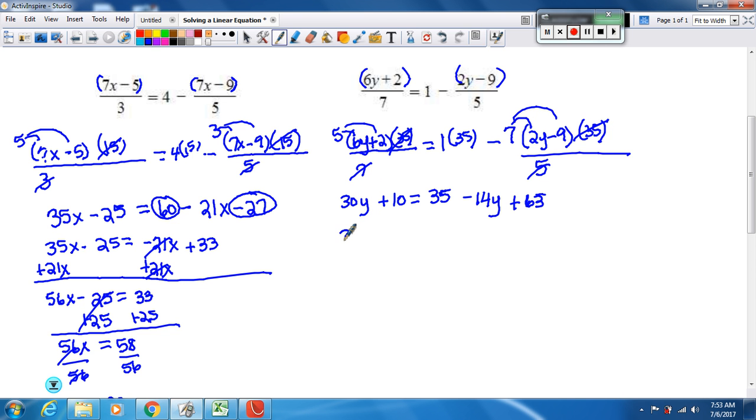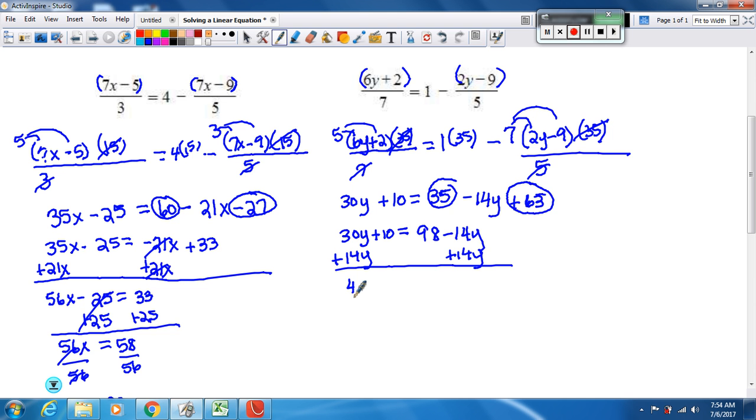There's nothing that we can put together in front of the equal sign, so just write it down. Behind the equal sign, 35 plus 63 is 98 minus 14y. Okay, I'm going to add 14y to both sides. So I get 44y plus 10 equals 98. Opposites cancel. I'm going to subtract 10 from both sides. So 44y, opposites cancel, equals 98 take away 10 is 88.